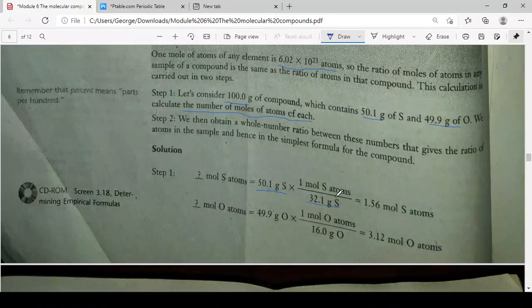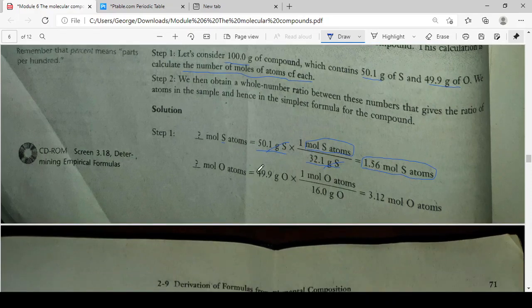There are like units, of course. Cancel all like units. After canceling all like units, kids, you are left with one unit. You are finding the moles of S atoms, so moles of S atoms is what remains. 50.1 multiplied by 1 divided by 32.1 is equivalent to 1.56 moles of your S atoms. You have now found the number of moles in your 50.1 grams of S atoms.